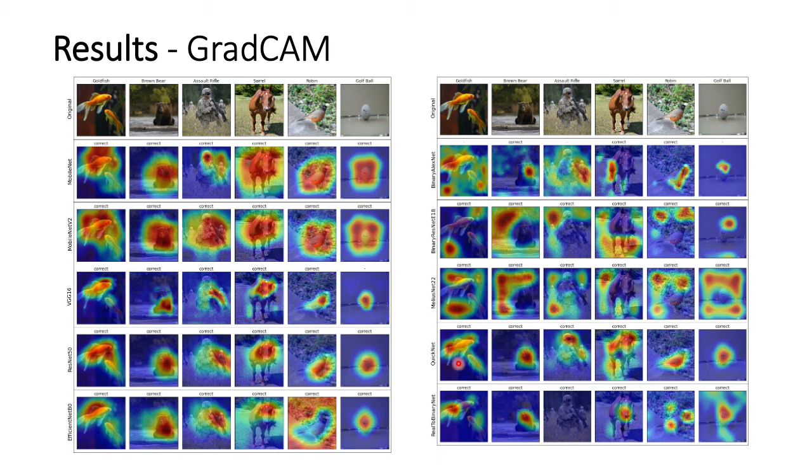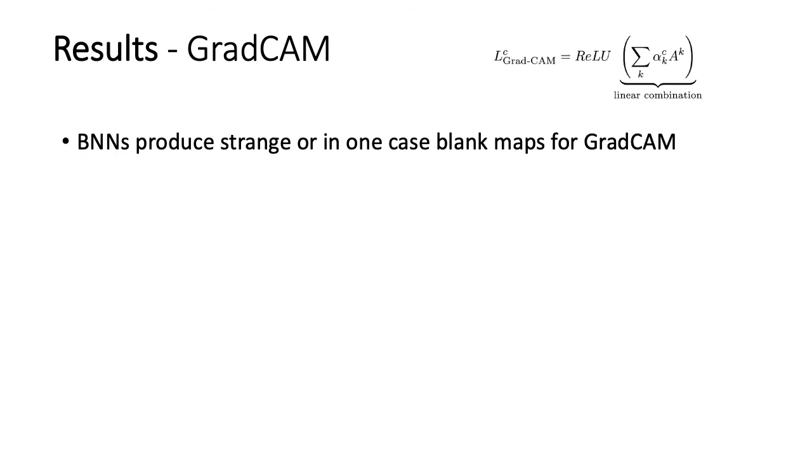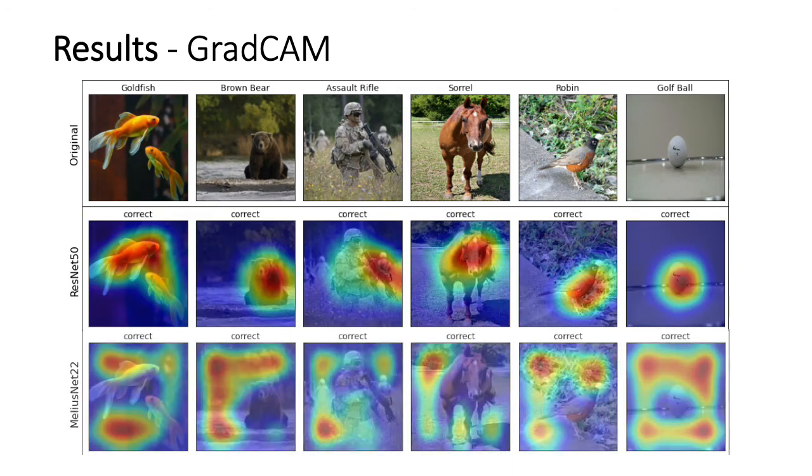In some cases, only QuickNet, this line here, seems to work as expected, highlighting the objects. Some of the others, MeliusNet seems to be quite random, and Real-to-Binary Net, you have this blank example. So BNNs produce kind of strange maps.